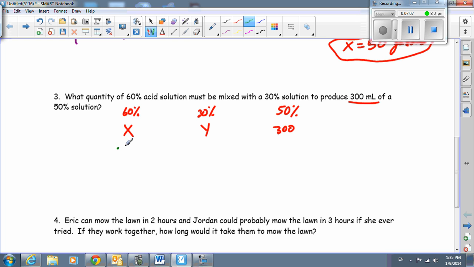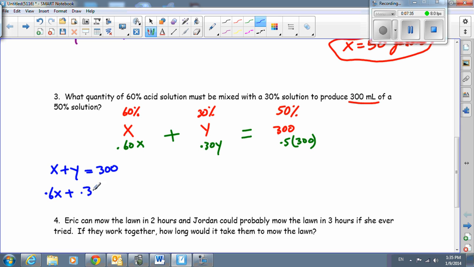My second equation would be 0.60 times the amount of this plus 0.30 times Y will give me at the end 0.50 times 300. Let's go ahead and write down those equations. By the way, these are plus and this is equal. The first equation is X plus Y is equal to 300. And the second equation is 0.6X plus 0.3Y is equal to 0.5 times 300. I don't want to calculate it, so I leave it as 0.5 times 300.